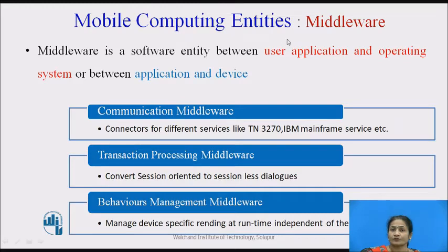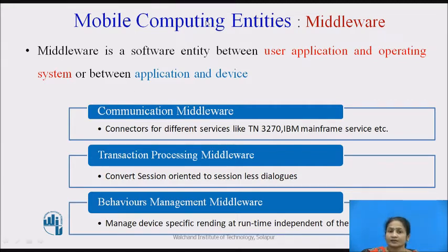Next is the middleware. The middleware acts as a path between the software and the user. A middleware is a software entity between the user applications and the operating system, or between the applications and the devices. Suppose when you want to type something on your computer, you are using the keyboard for typing the messages. The keyboard acts as a mediator, a middleware between the user and the computer.